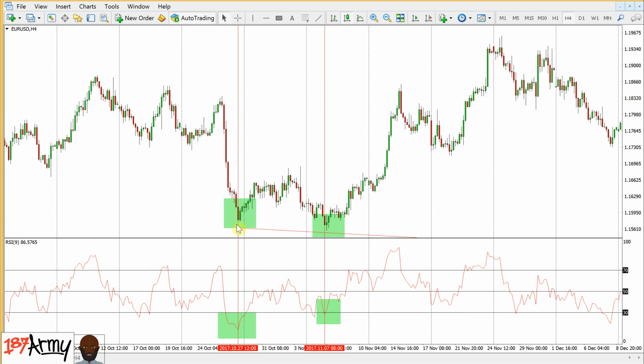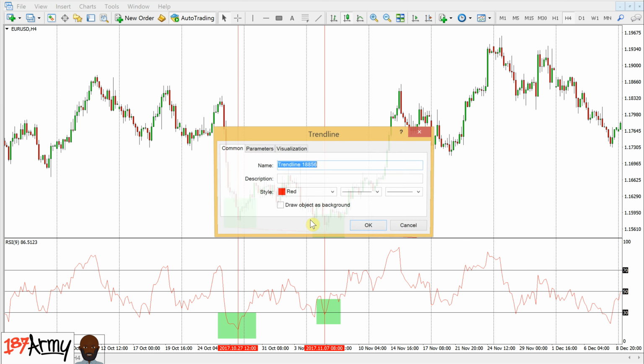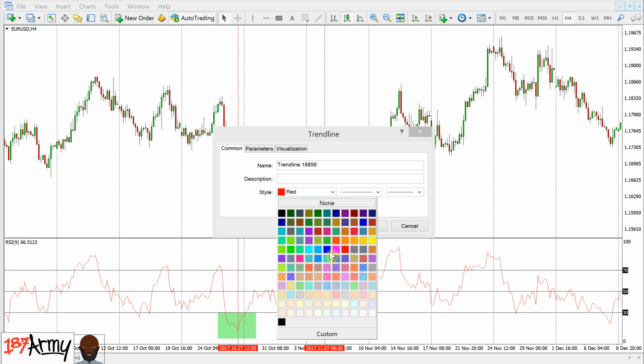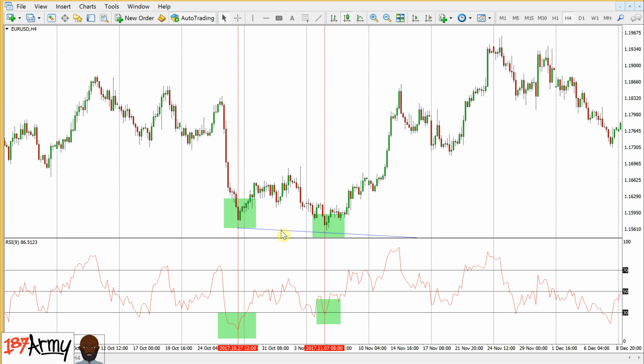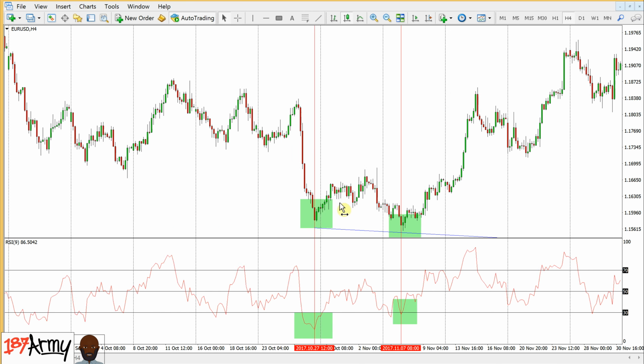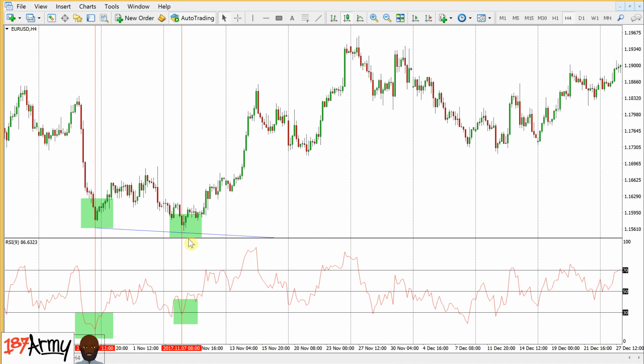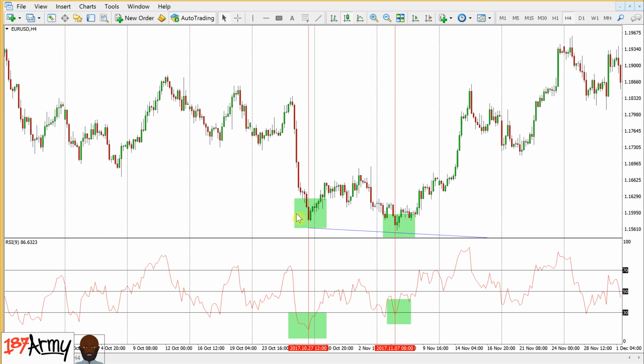You draw a trend line from the low of the previous low to the low of the next low. Then I'll double click on this line so you can see easier. I'll change my trend line to blue. Okay, so as you can see, this trend line slopes downwards. But I'll make another trend line here, and this trend line slopes upwards.